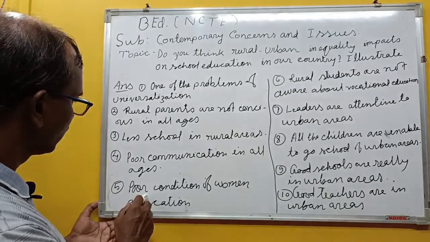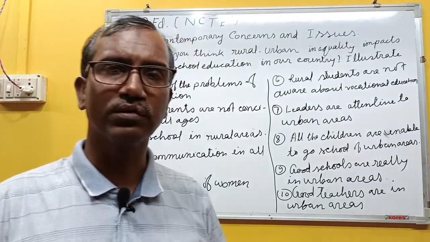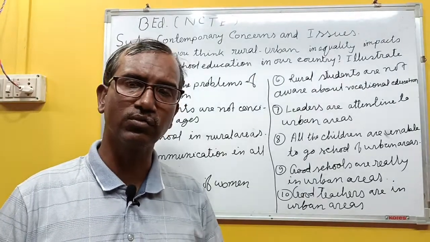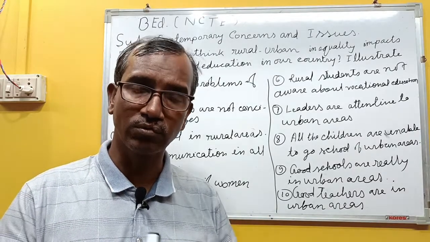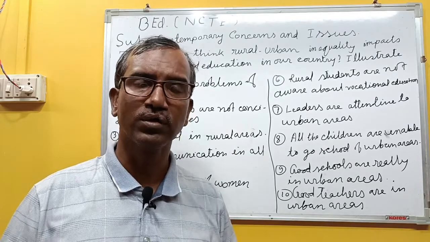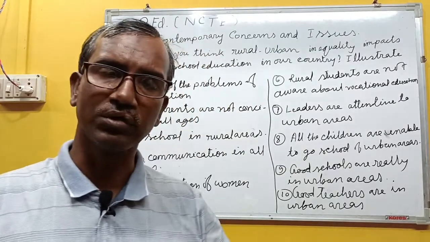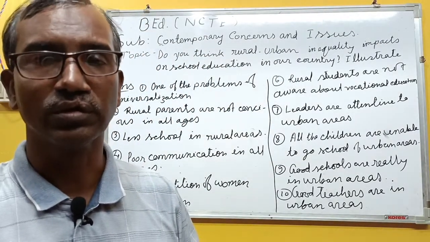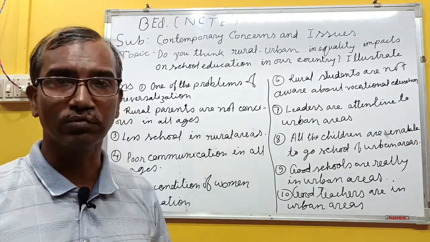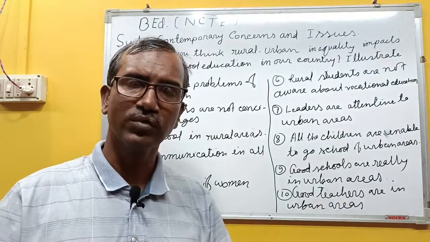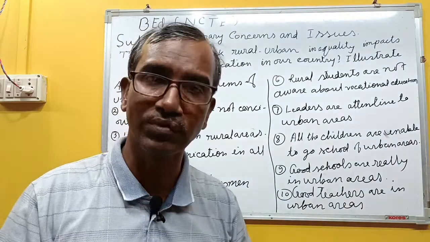Number five, poor condition of women's education. As there is inequality between rural areas and urban areas, women's education is always lagging behind. There is poor condition of women's education in our country in village areas in comparison to town areas. So indirectly, this is also one of the effects on the whole education system, because village people are also living in India.